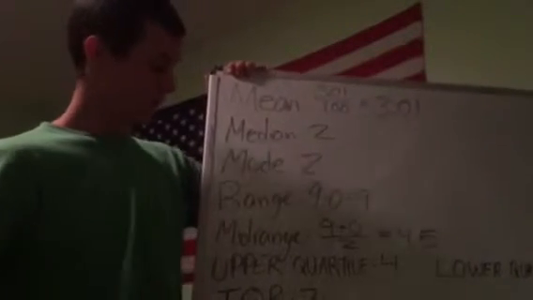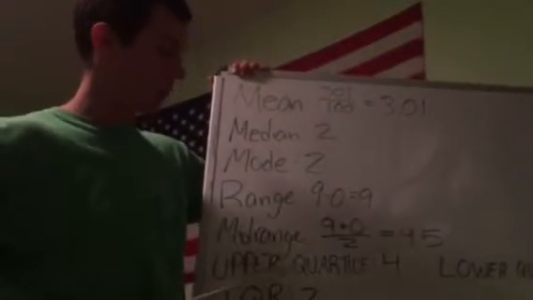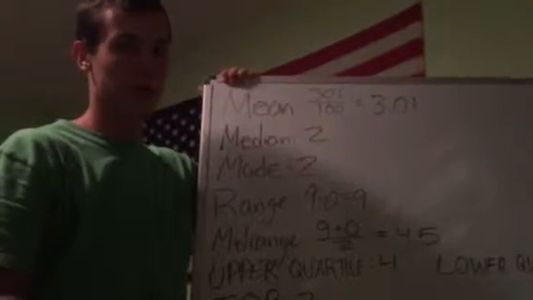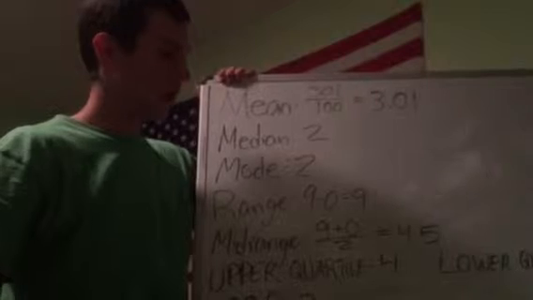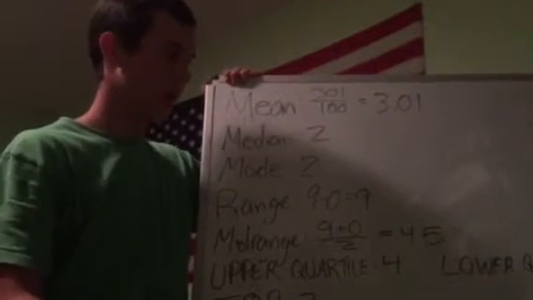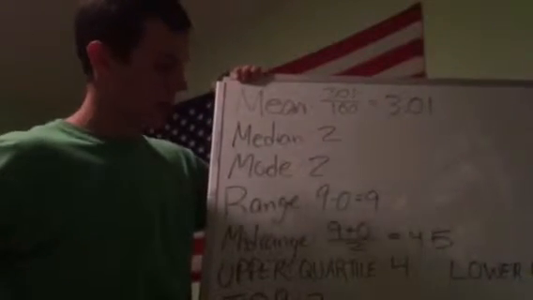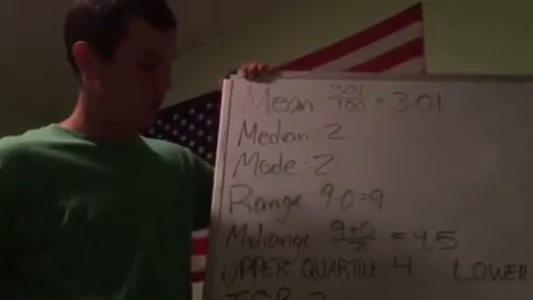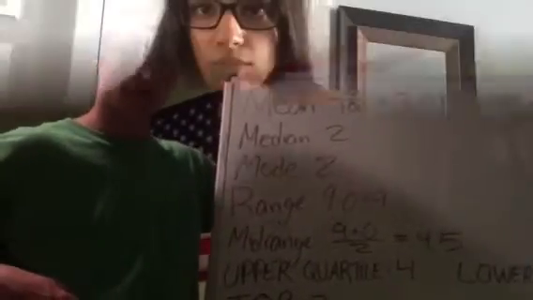Very important. The upper quartile, which is the median of the upper half of the data after you've already divided it with the median, is 4. The lower quartile, which is the median of the lower half, is 2. And the IQR is the upper quartile minus the lower quartile, which is, you guessed it, 2.